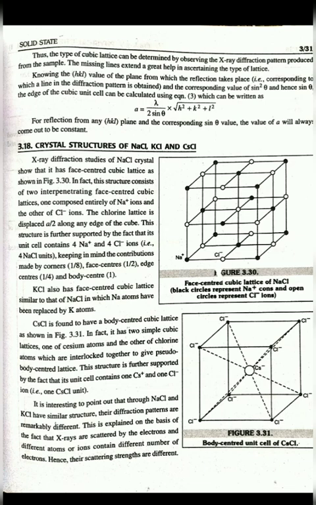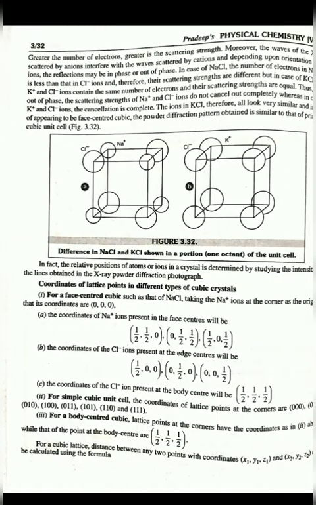It is interesting to point out that though NaCl and KCl have similar structure, their diffraction patterns are remarkably different. This is explained on the basis of the fact that X-rays are scattered by the electrons, and different atoms or ions contain different numbers of electrons, hence their scattering strengths are different. Greater the number of electrons, greater is the scattering strength.